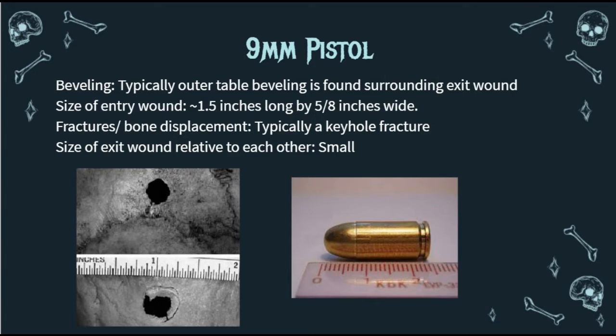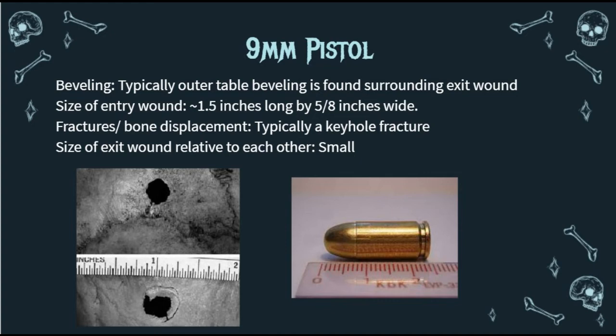Typical fractures would be the typical keyhole fracture. So it's basically what I'm showing here in this picture. It looks like a little keyhole. Pretty simple. And the size of the exit wound relative to the other ones that we're discussing today, which would be a 22 long rifle and a 12 gauge shotgun, it would typically have a small wound relative to the other two, as it is one of the smaller calibers, and it comes from a handgun, which tends to be smaller as well.